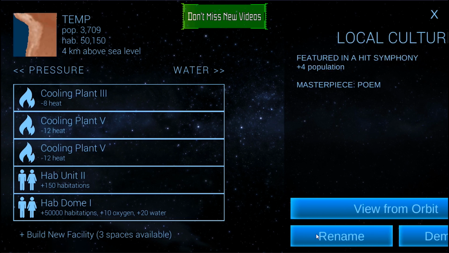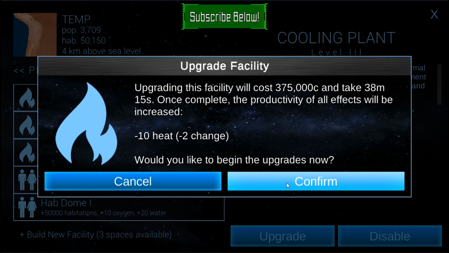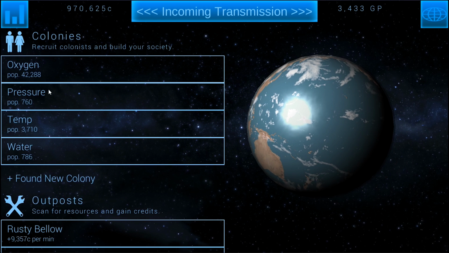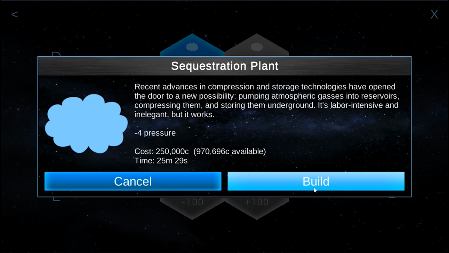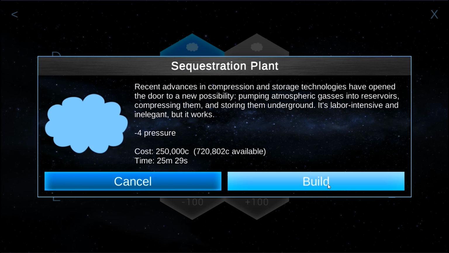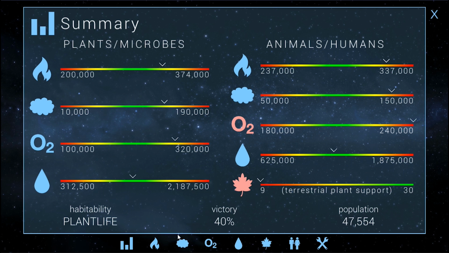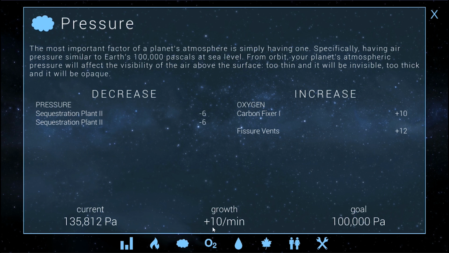Temperature should be really easy to fix. We've got the cooling plants here, so if we upgrade this cooling plant, that should fix our temperature issue. As for pressure, it was plus 10, I believe. We have to lower that, which should also be an easy fix. We just got to build some sequestration plants. I'll build two of them so that they can be shut off. I'm pretty sure that just spent pretty much all of our money. But that will balance both of those out. So that'll cancel out temperature, but we have to lower it, which we can deal with later. Pressure will be almost canceled out, and then we can start lowering it.